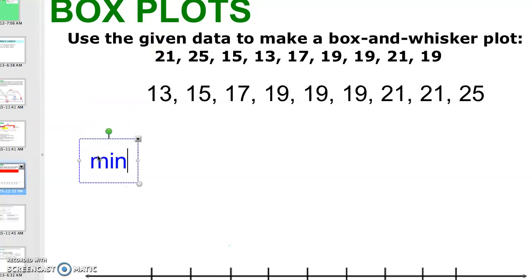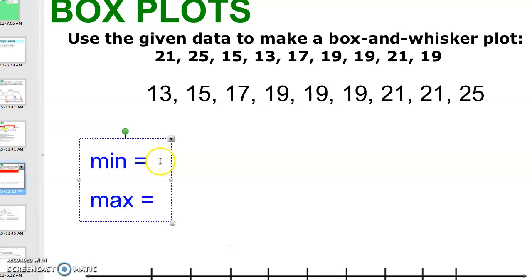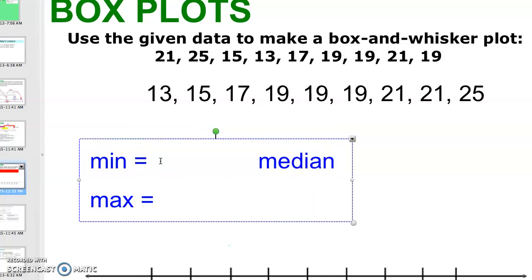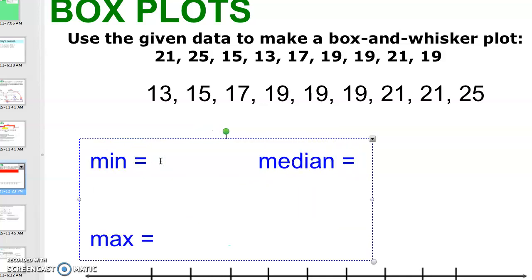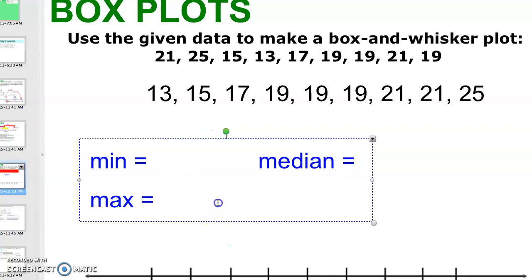There's 5 numbers that you need to create a box plot, and that's the minimum, the maximum, the median, the middle of that, okay, the lower quartile, and then the upper quartile. And again, lower quartile is also called quartile 1.